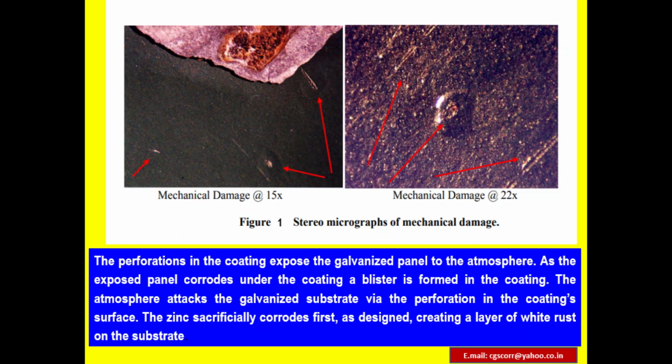The perforations in the coating expose the galvanized panel to the atmosphere. As the exposed panel corrodes under the coating, a blister is formed in the coating. The atmosphere attacks the galvanized substrate via the perforation in the coating surface. The zinc sacrificially corrodes first as designed, creating a layer of white corrosion product on the substrate.